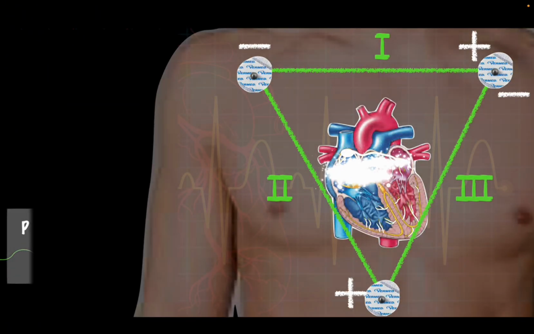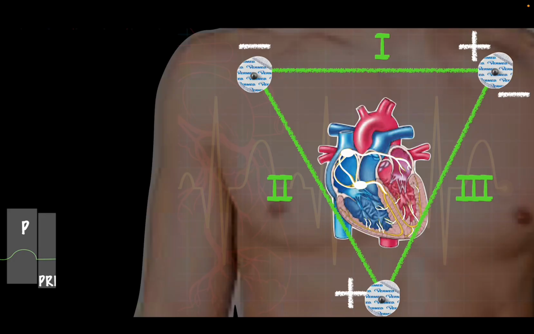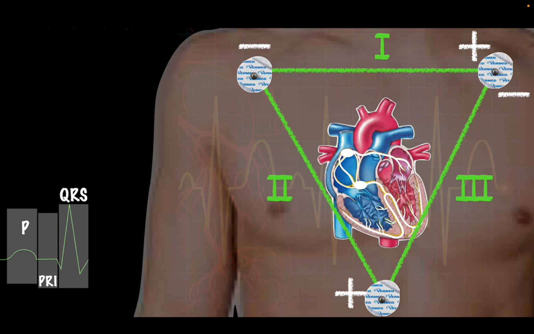Electricity starts in the SA node and travels through the atria. This produces the first wave in a cardiac cycle, and it's called the P wave. Then it makes its way to the AV node, which holds it long enough for those atria to contract and push that blood down into the ventricles. Then it continues on down into the ventricles, and that produces what we call the QRS complex. And then at that point, the heart resets and gets ready for the next round, and that's called the T wave.